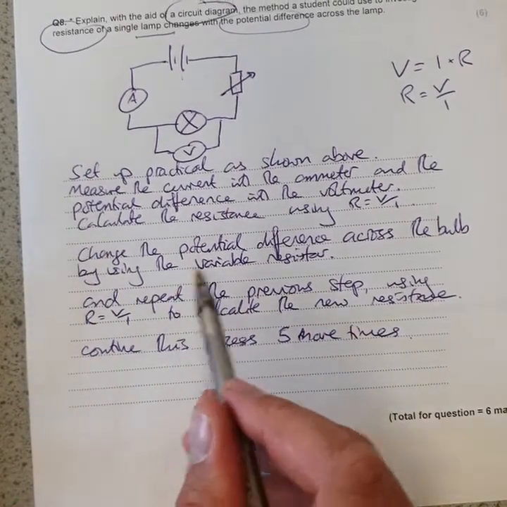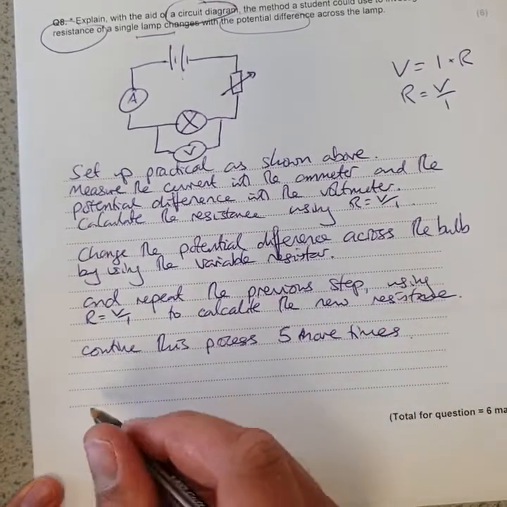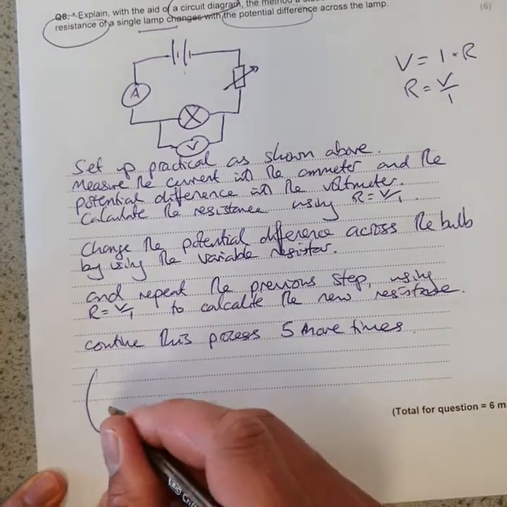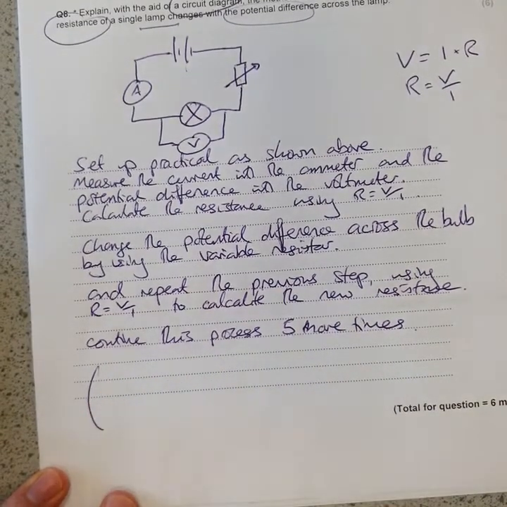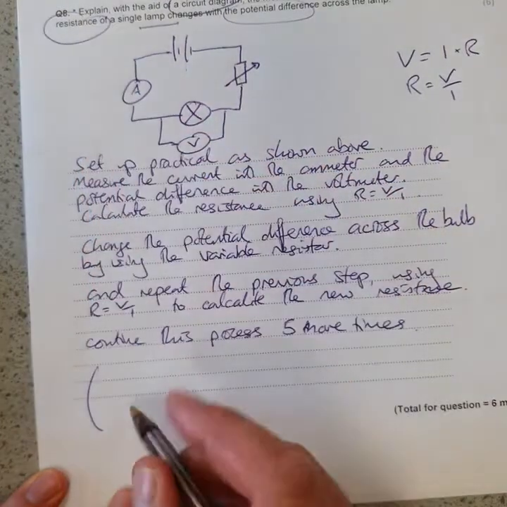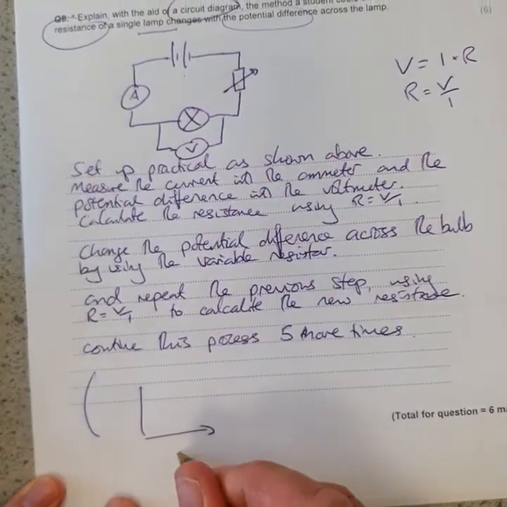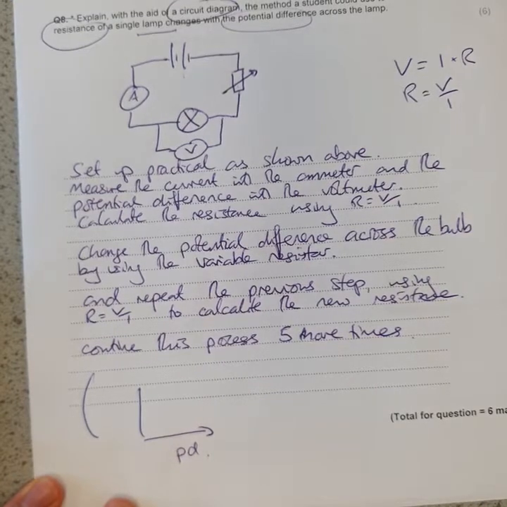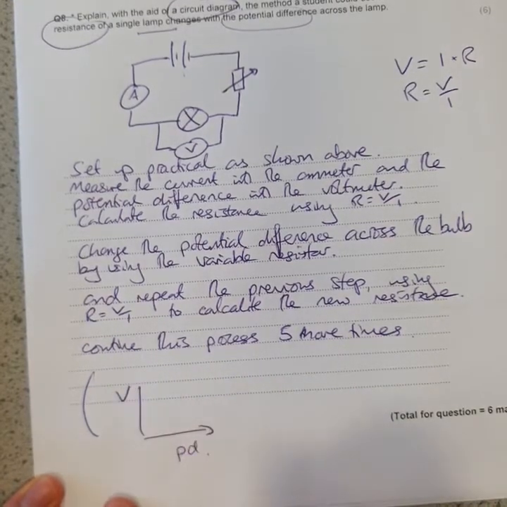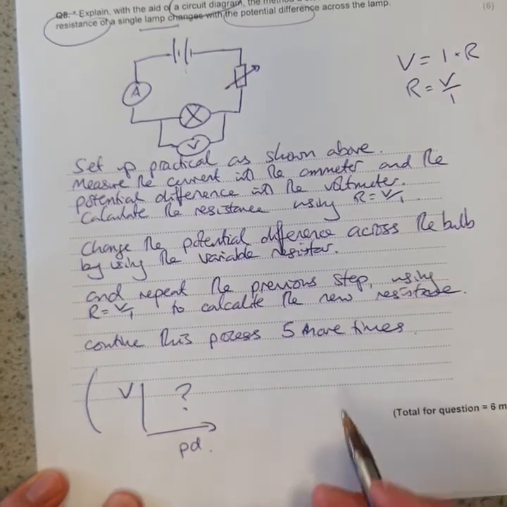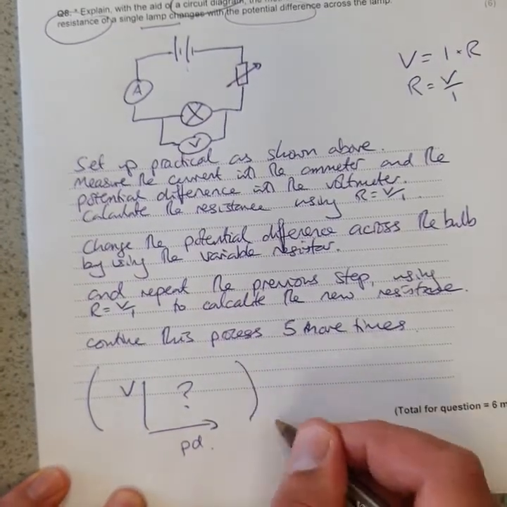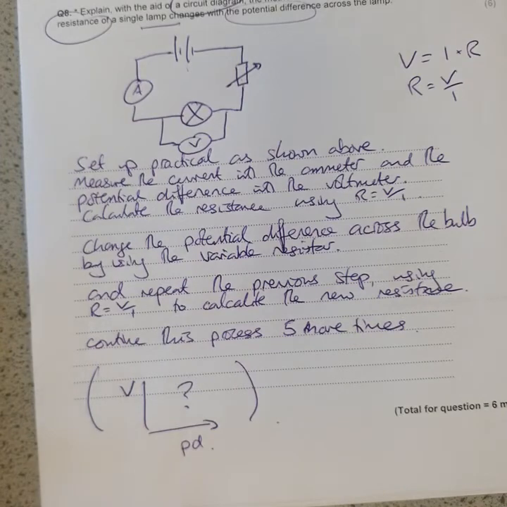Another way to do it, instead of calculating resistance each time: we're asked about resistance of the bulb, so we could have plotted a graph of current against potential difference like that. Whatever our results would be will clearly show us the pattern of what's going on. So you could have explained it that way as well.